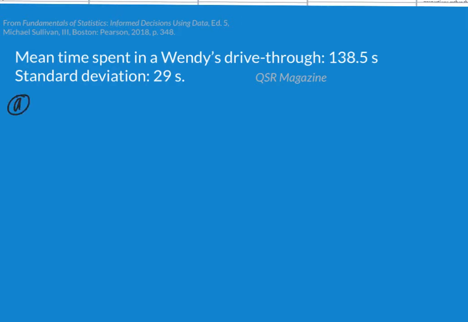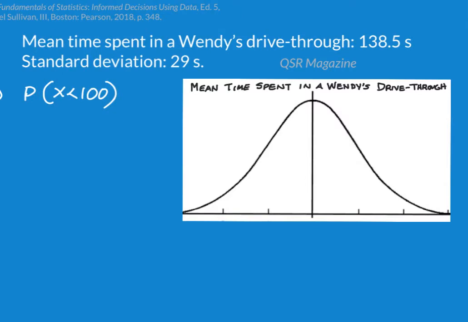What is the probability that a randomly selected car will get through Wendy's drive-thru in less than 100 seconds? So I'm asking about the probability that X is less than 100 seconds. Now the problem setup does state that through the QSR magazine's research, the data was approximately normally distributed. So we can set up a distribution based upon a bell curve, a normal distribution.